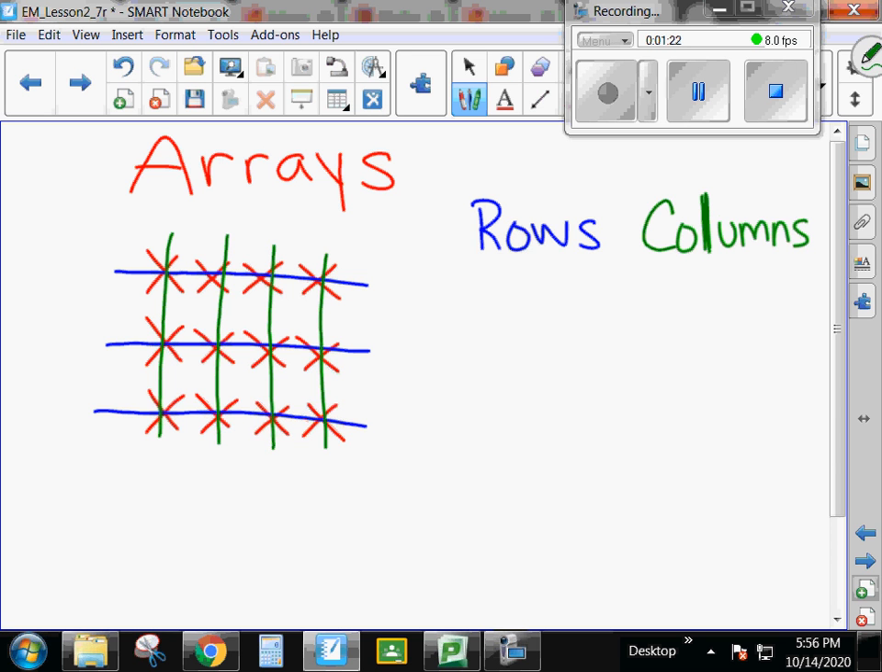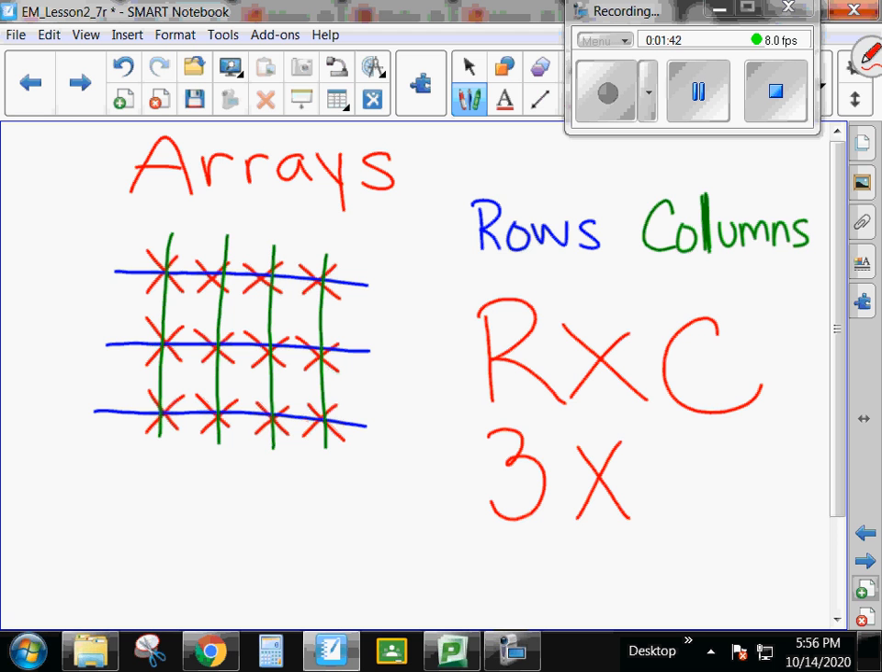Now, when you write a number model to represent this array, it's really important, boys and girls, that you remember to do rows times columns when you're writing it. So how many rows do we have in this array? Well, I have 3 rows. How many's in each row, or how many columns do I have? I have 4. Okay, so this number model would be 3 times 4 for this array. All right, that's going to be important as we're drawing arrays to represent problems.